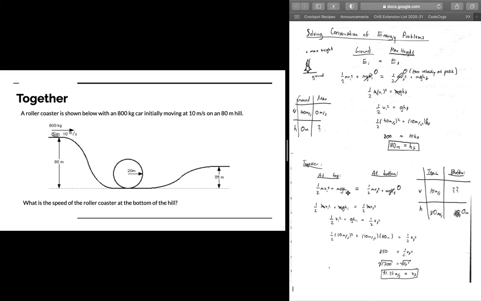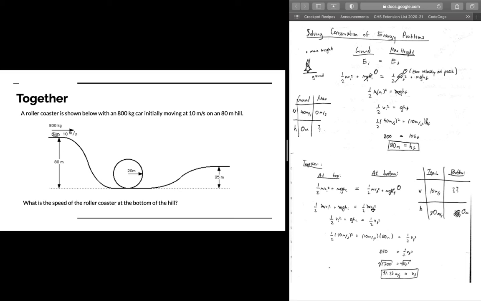This equation is never going to change. What changes is the numbers that you're going to be using. In this case, we can't cross out mghi because our initial height is 80 meters, so we do have some initial potential energy. But we can cross out mghf because our final height is 0, meaning that our final potential energy is 0. So that leaves us with 1/2 mvi squared plus mghi equals 1/2 mvf squared.